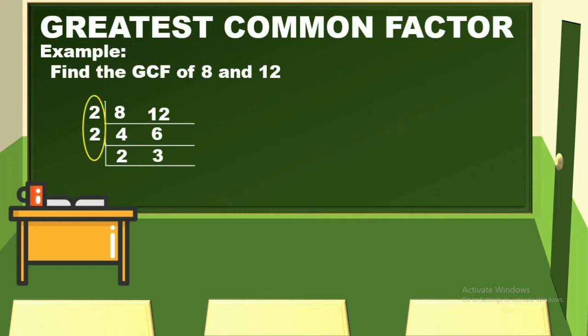So wala na. So the GCF of 8 and 12 is the product of the factors outside the elbow, and that is 2 times 2. So the GCF now is 4. Did you get it now?